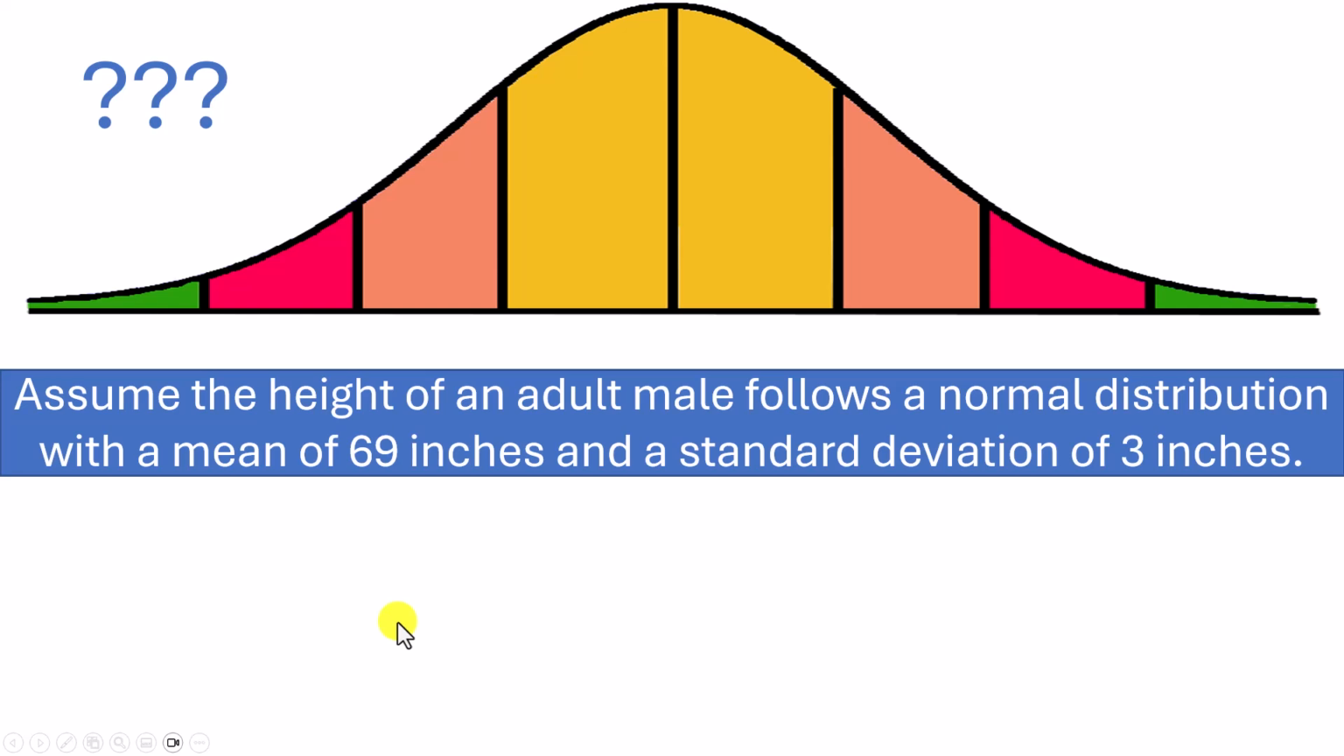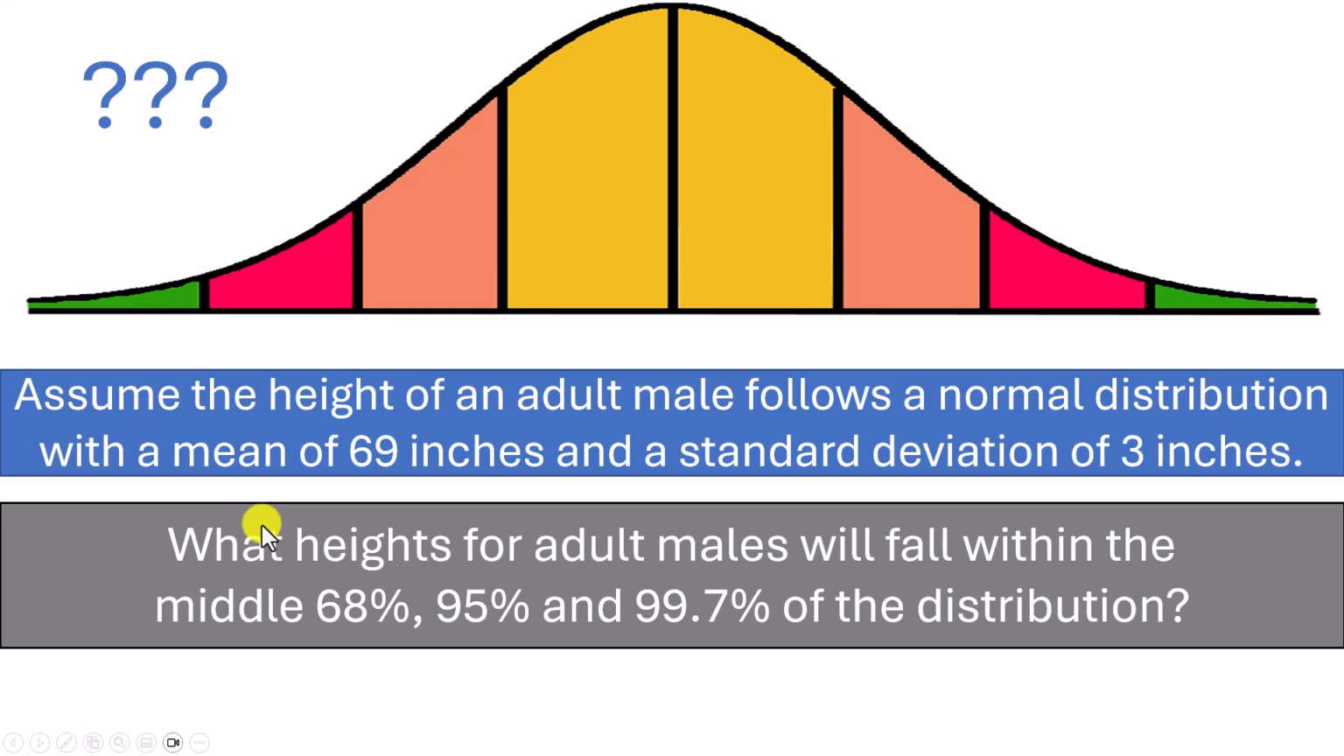Alright, here's a problem for you to try. Assume the height of an adult male follows a normal distribution with a mean of 69 inches and a standard deviation of 3 inches. Pause the video and see if you can determine what heights for adult males will fall within the middle 68, 95, and 99.7% of the distribution.